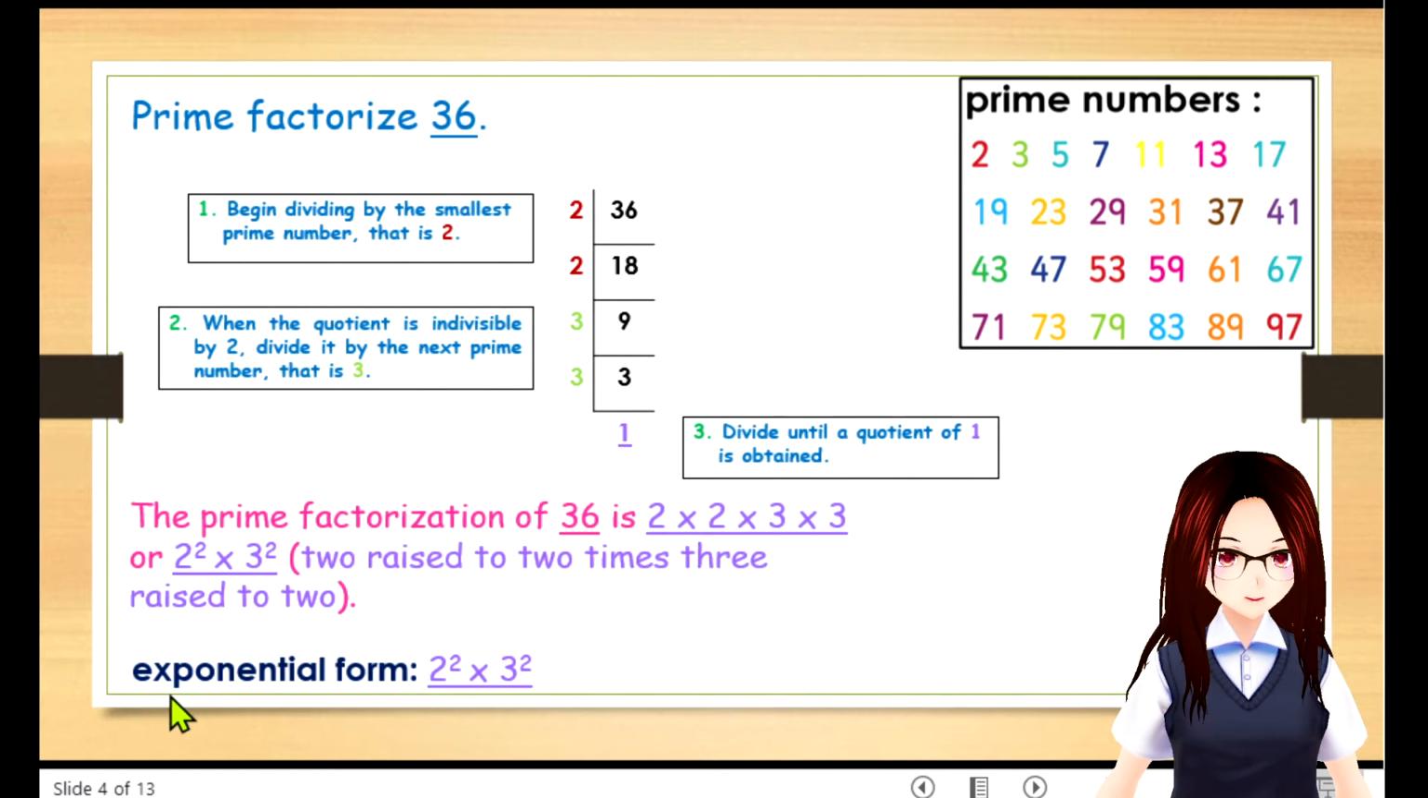So, okay, here, this is called the exponential form. And the little numbers up here are called the exponents.